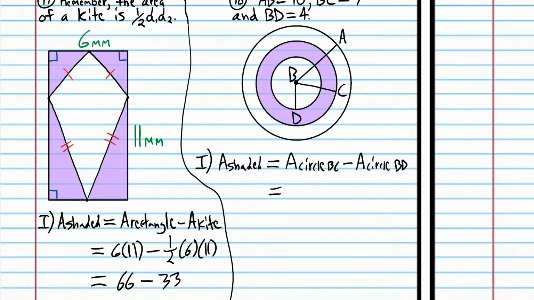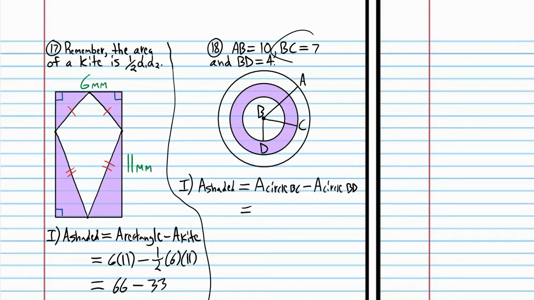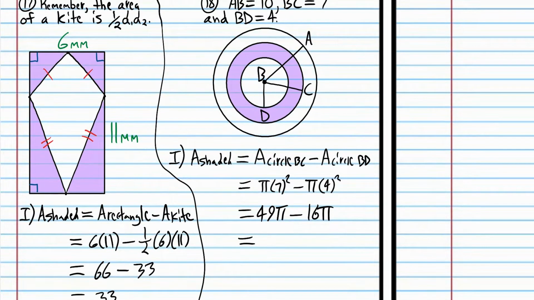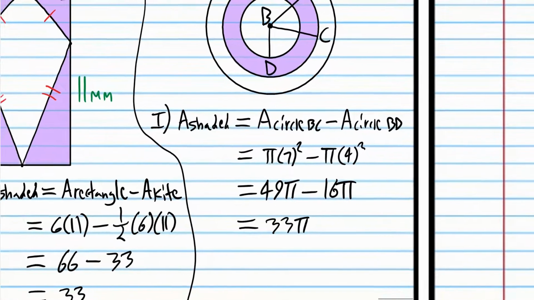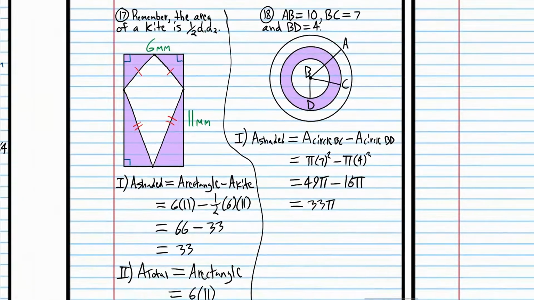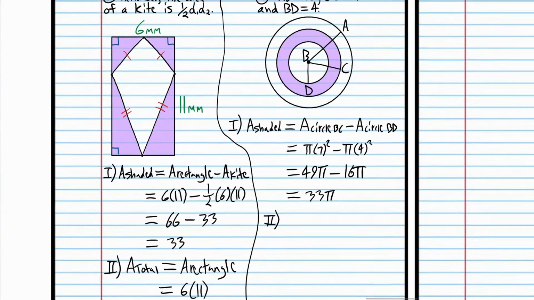So area of circle BC, we're told that BC is 7, so pi times r squared minus pi times, what is the radius of BD? We're told that BD is 4, so 4 squared, and we get 49 pi minus 16 pi, and those are both pi, so we can just subtract them. We get 33 pi. And so that's the area of the shaded region. So step 2, and there's a lot of different ways you could do this. You may have entered that into your calculator or however you want to do that.